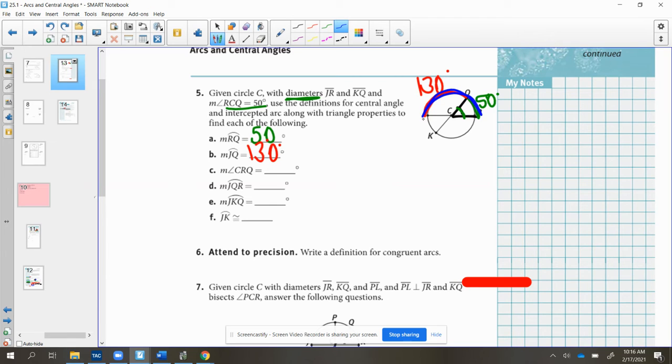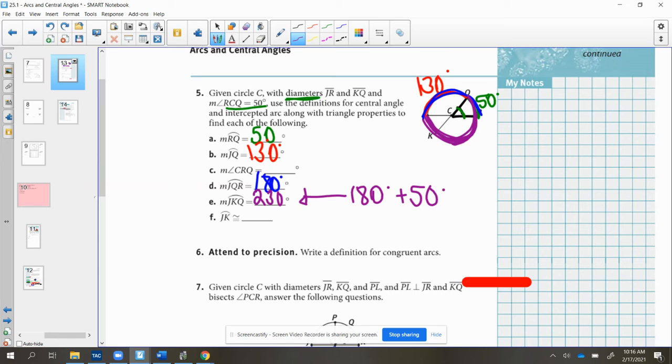JQR is again this whole arc here. Since we know that this is a diameter, this whole thing would be a semicircle and 180 degrees. And then arc JKQ would be this arc here, J to K to Q, all of this half of our semicircle plus the 50 degree angle. So it would be the 180 degree semicircle plus 50 more degrees for a total of 230 degrees.